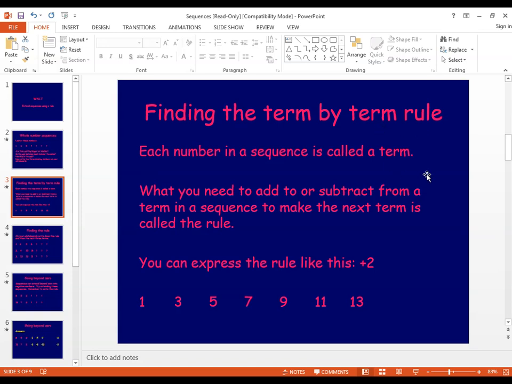So that was nice and simple. So what you need to think about is, do you need to add or do you need to take away from a term in a sequence to make the next term? And that's how we make our rule. So with the one that we've just done, every time we added 2. So our term would be plus 2. That is our rule. Okay?